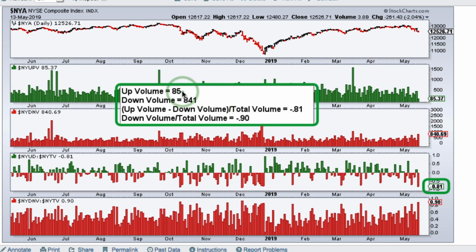So we have up volume of 85, down volume of 841. We subtract down volume from up volume, so we get a negative number divided by total volume. So that is up volume, down volume percent, minus 81%. And we can see that when you get a minus 81%, when you have net advancing volume divided by total volume, that's the equivalent of a 90% day in declining volume. So there you can see declining volume was 90%. So now let's move to the S&P 500 indicators.